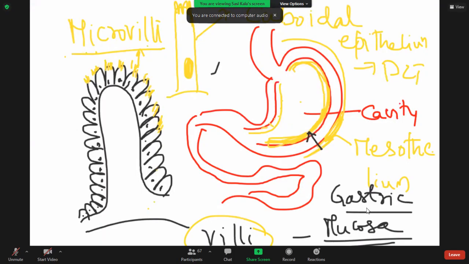Microvilli. Then gastric mucosa, epithelium: columnar epithelium.